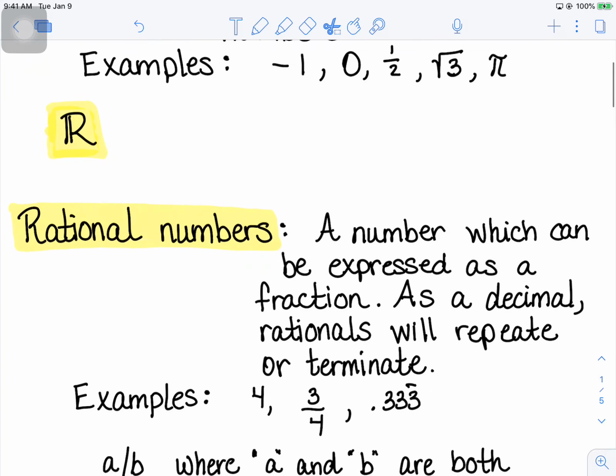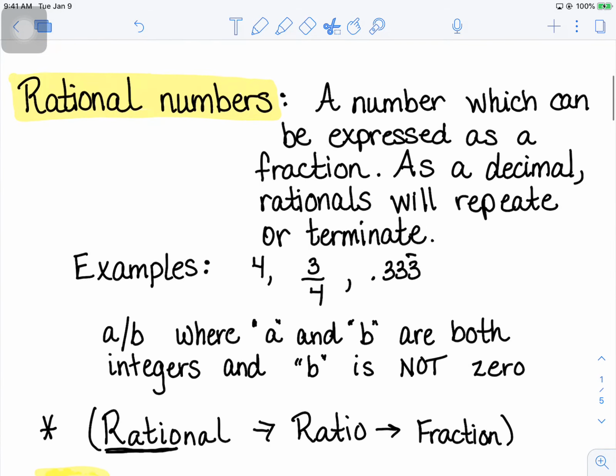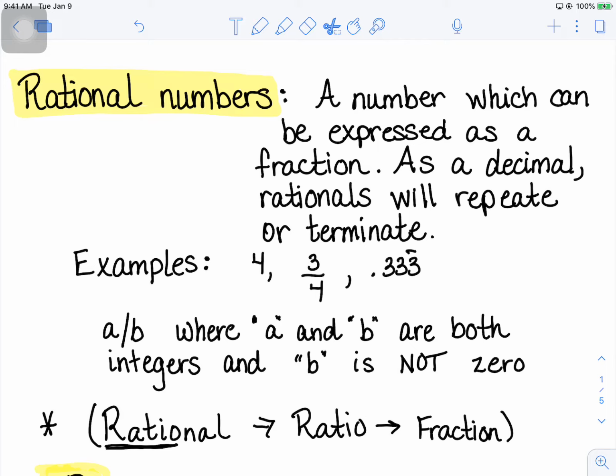All right, our second word is rational numbers. Rational numbers are numbers which can be expressed as a fraction, so it's important to know that they can be written as a fraction. As decimals, they will repeat or they'll terminate. For example, 4 is a rational number. It can be written as a fraction by just putting it over 1. 3/4 is a fraction, a ratio. It can be written as a decimal as 0.75, or 75 hundredths, and it terminates. It ends. We know it stops after the 5.